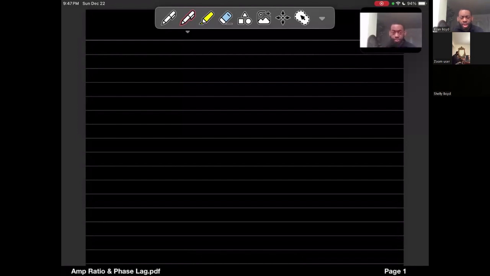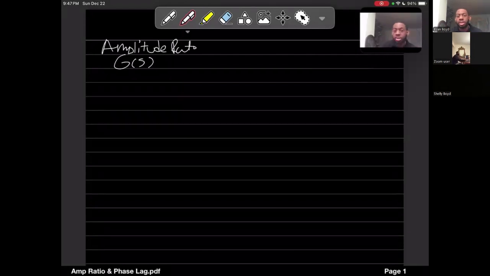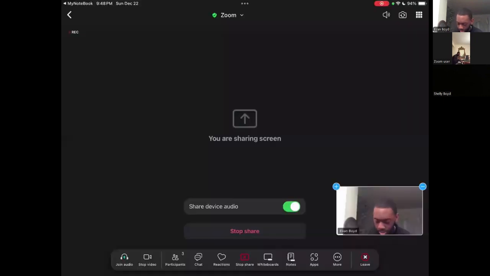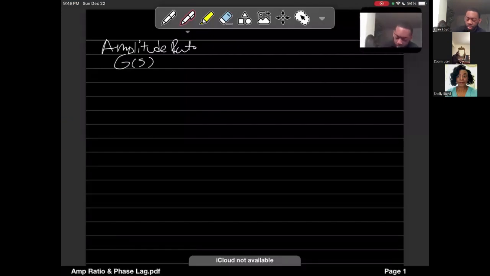So like I was saying, we started with the G(s) transfer function. First we're trying to find the amplitude ratio. Okay, and you can see everything perfectly. Like I said, we have G(s), which is the transfer function for all three transfer functions that we had in the series.